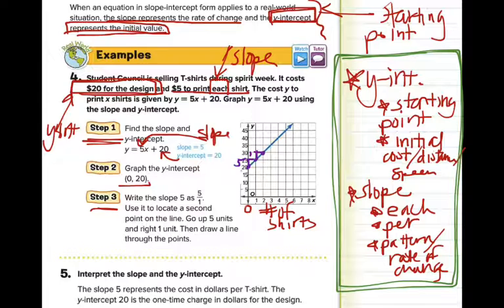Interpret the slope and the y-intercept. Number 5 says, the slope 5 represents the cost in dollars per t-shirt. The y-intercept 20 is the one-time charge in dollars for the design. Okay, so they're just talking you through the words of what's happening here. 5 is the cost per shirt. Intercept is 20. That's the one-time charge.